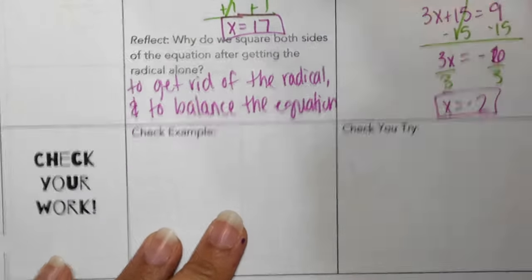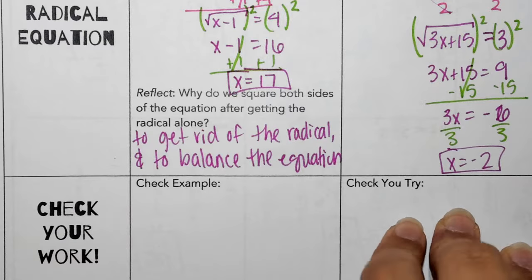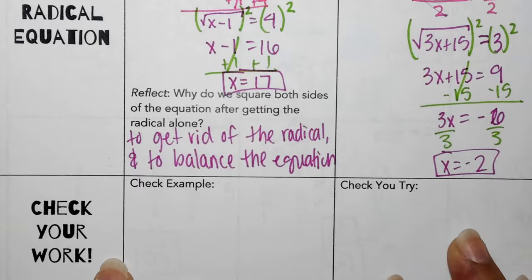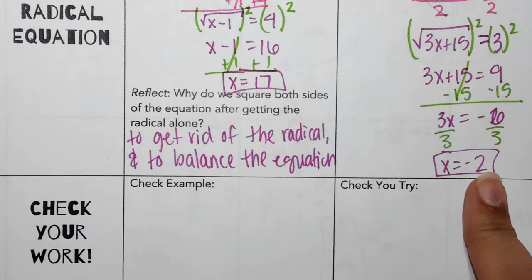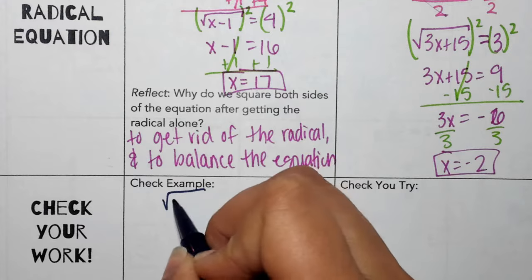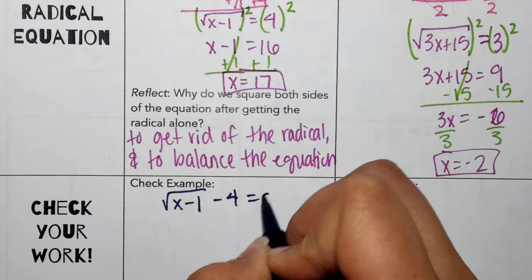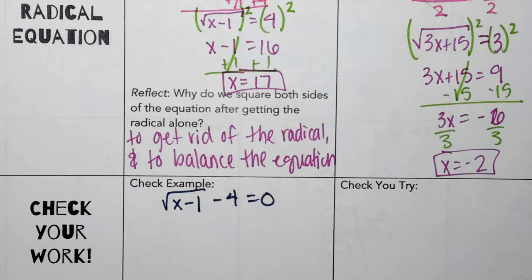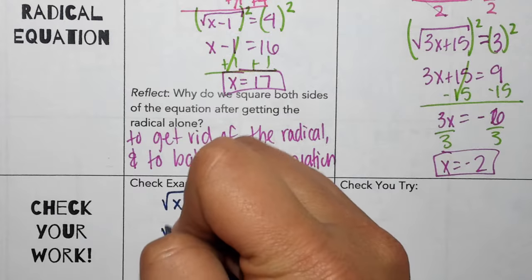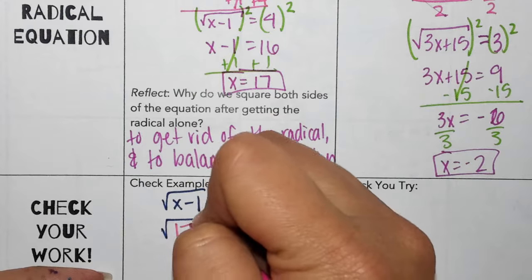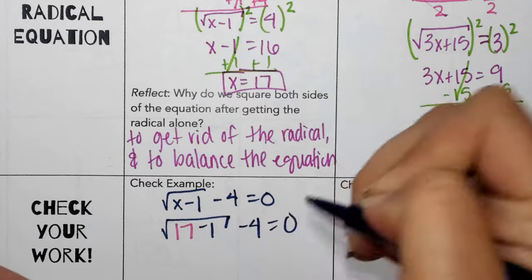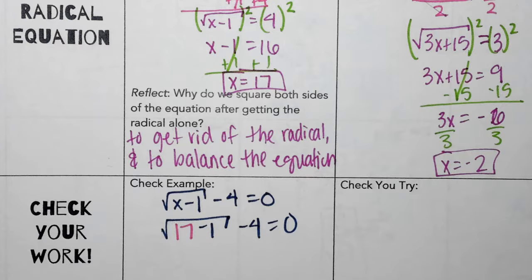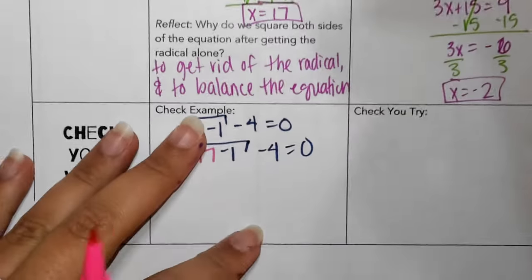Okay, now, what I want us to do from here is to check it and to see if you have an extraneous solution. You plug your numbers back in. So for the first one, we have the square root of x minus 1 minus 4 equals 0, correct? What did we get x to equal? 17. Okay, so let's plug in 17. We have the square root of 17 minus 1 minus 4 equals 0. Now, please notice that my minus 4 is not under the radical. It is not part of the radical.